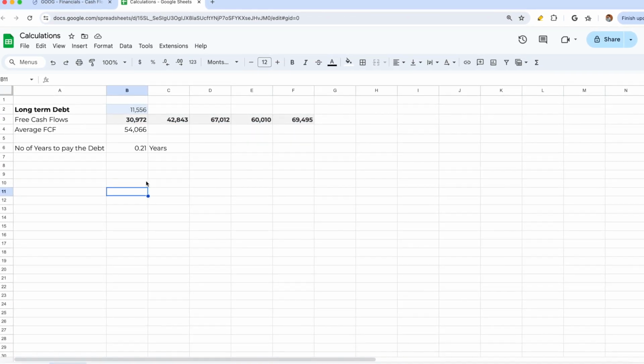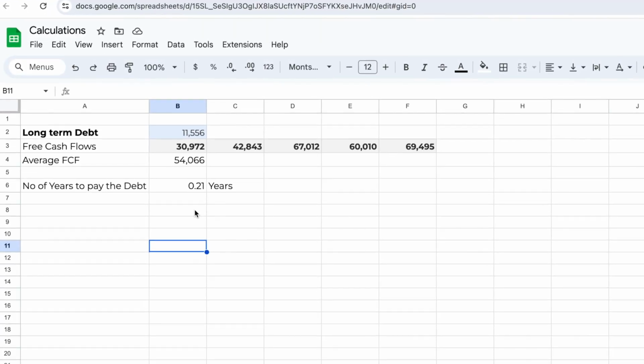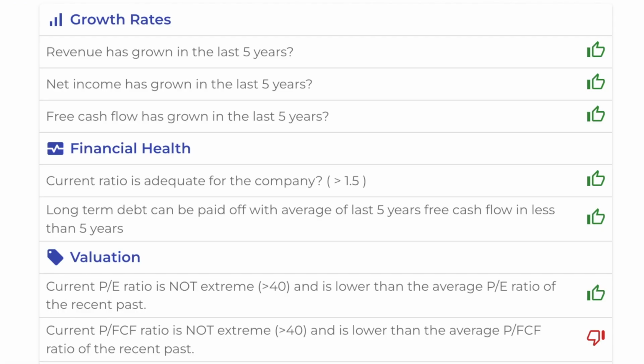As we can see, if we divide the total debt by the average free cash flow in the last 5 years, then we get 0.21 years. That means Google will be able to pay all its long-term debt using the average of the last 5 years of free cash flow in less than a year. And Google gets a thumbs up on this as well. Overall, we can conclude that Google can pay both its short-term as well as long-term obligations and hence can be considered financially healthy and strong.